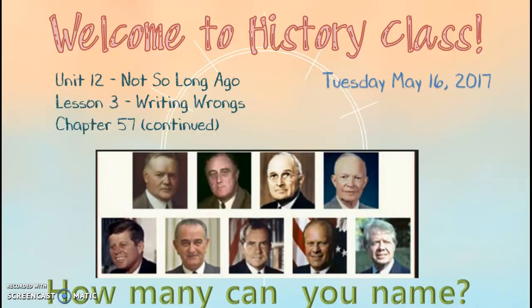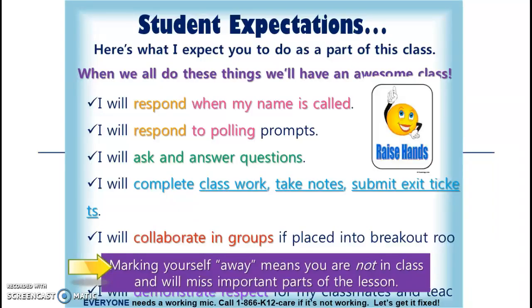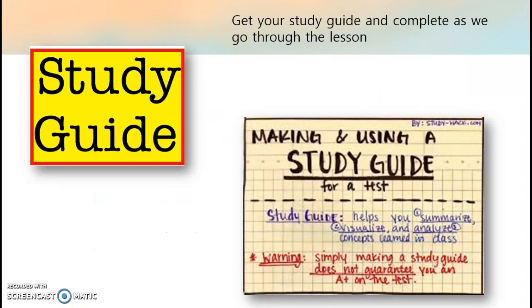All right, so if you were trying to guess, this is Herbert Hoover, this is Franklin Roosevelt, Harry Truman, Dwight Eisenhower, John F. Kennedy, Lyndon Johnson, Richard Nixon, Gerald Ford, and Jimmy Carter. And we have not learned about all of them yet, but if you got those correct, give yourself a little round of applause.